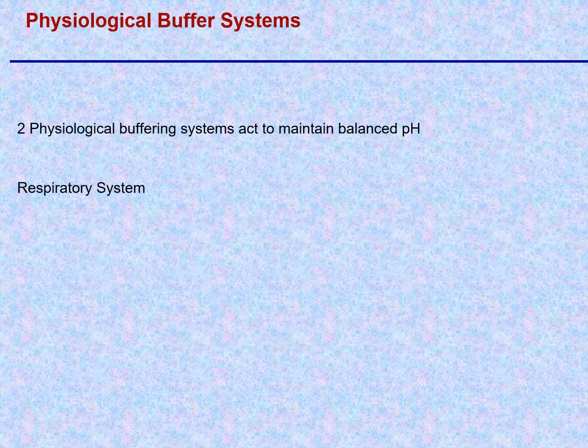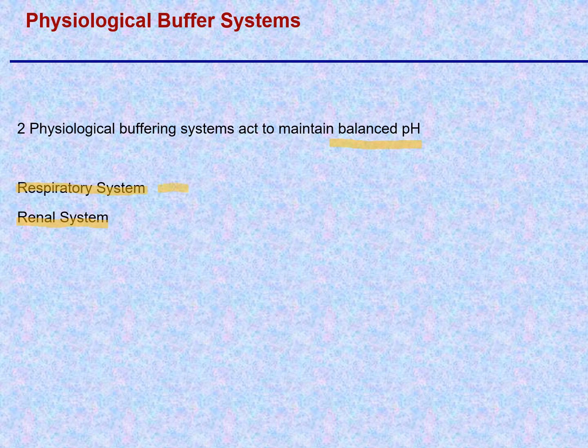So we looked at the chemical buffering systems, and now we'll look at the physiological buffering systems, and there are two: the respiratory system and the renal system. We'll look at them separately. Sometimes we'll discuss them together, but we'll do them sequentially. The two act to maintain a balanced pH, and they have a very important function.